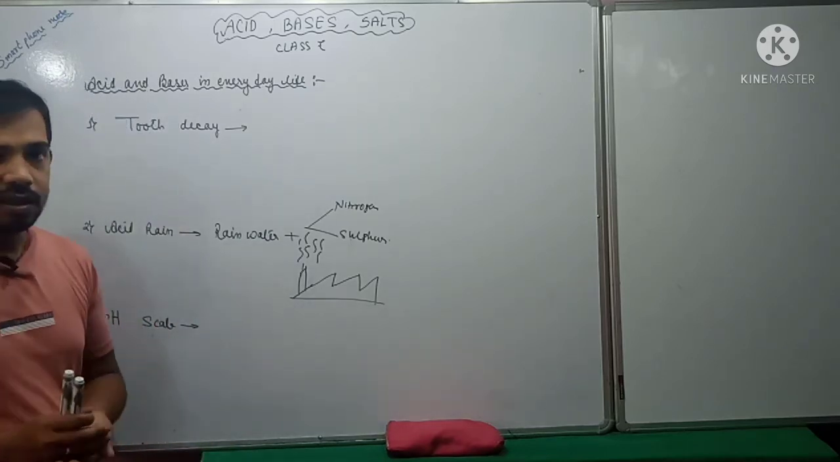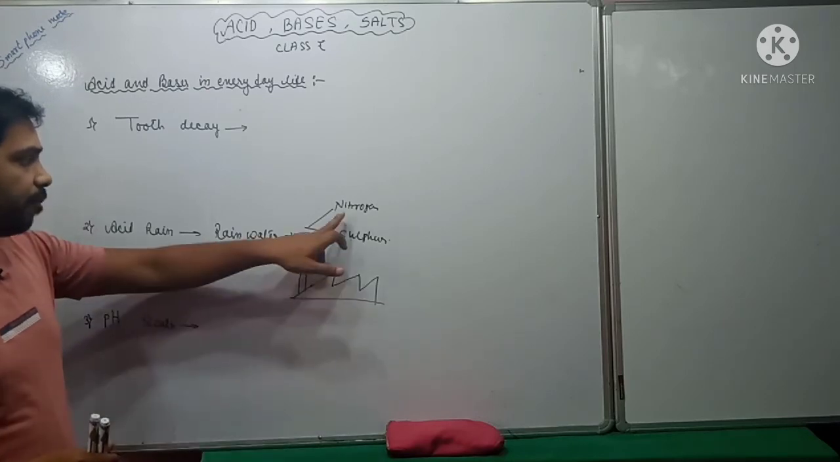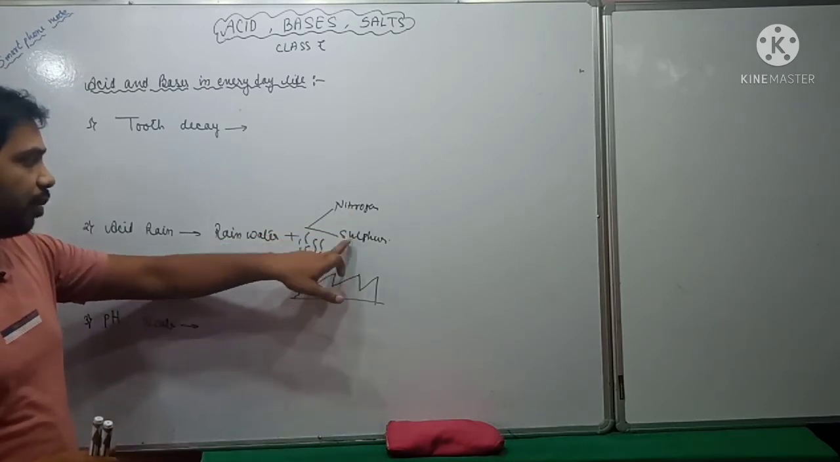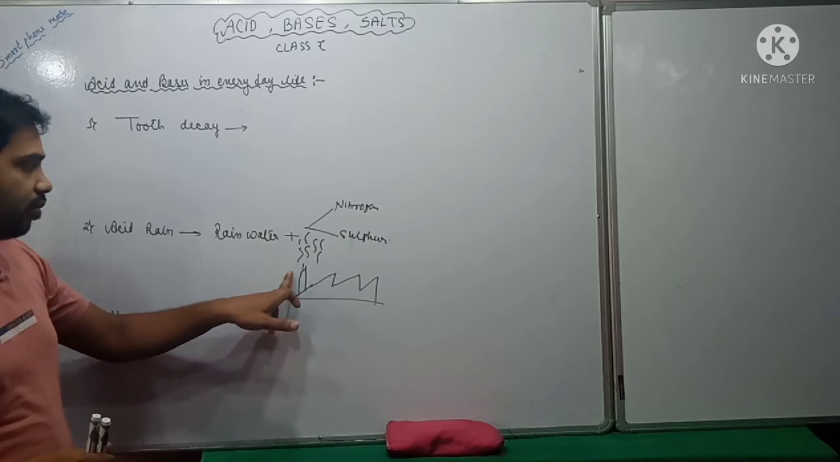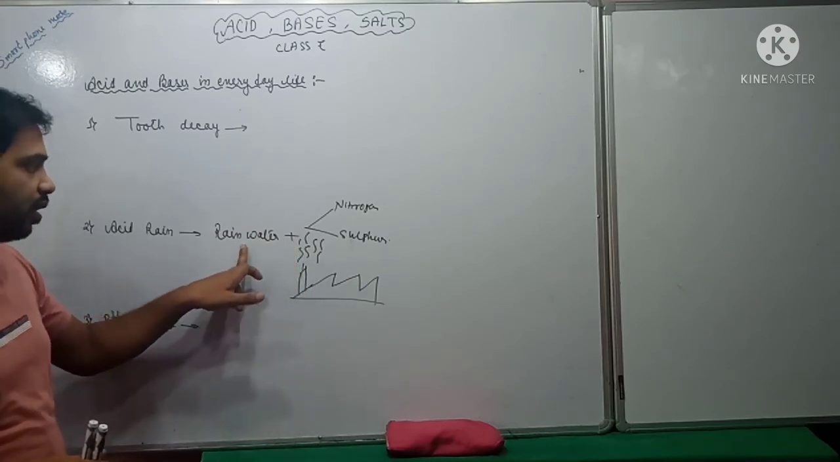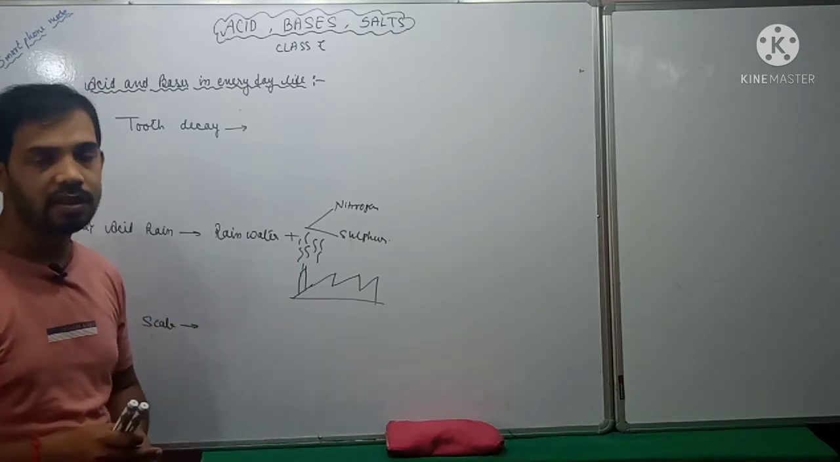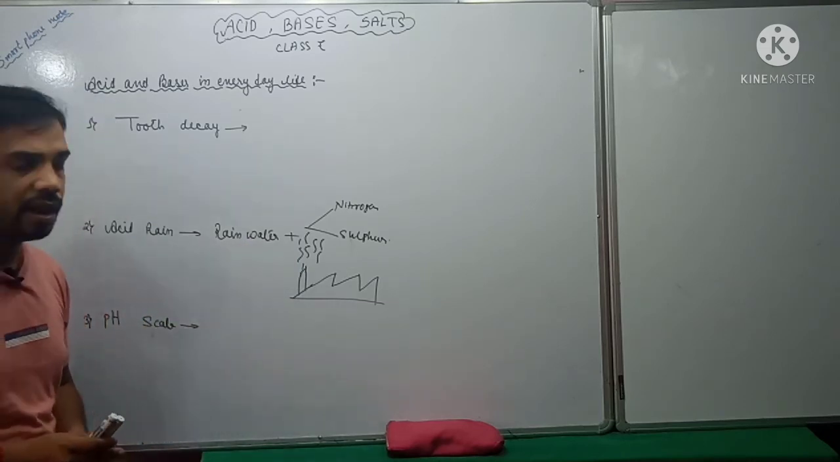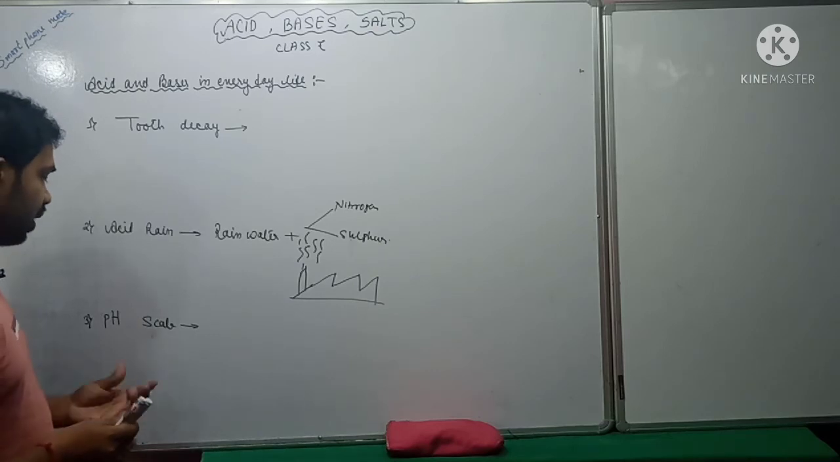So how is acid rain caused? Acid rain is caused by the mixing of nitrogen and sulfur gases, which are left by industry as pollutants. They mix with water and form acid, and this acid falls down, and this is acid rain. Now the next topic is the pH scale.